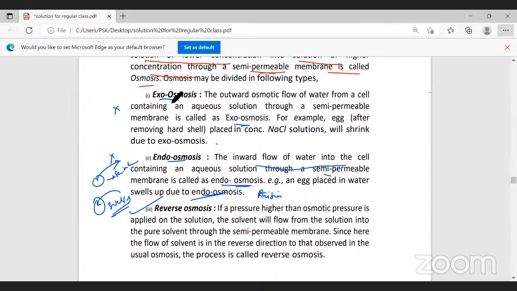Reverse osmosis we will learn with an experiment, which I have to teach you. That we will learn in the next class.